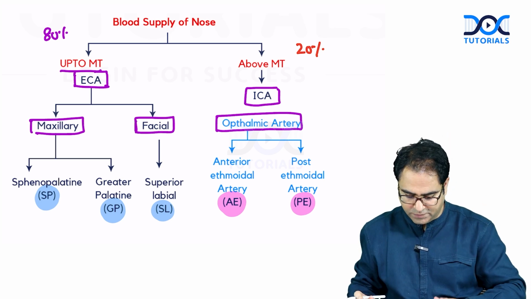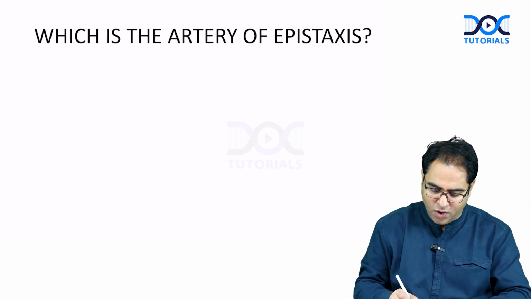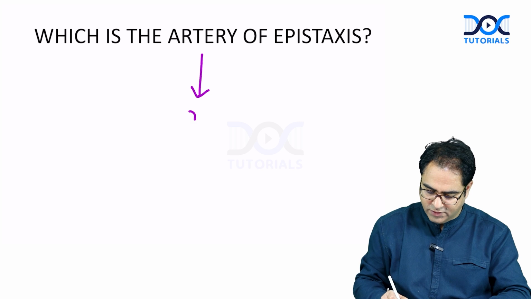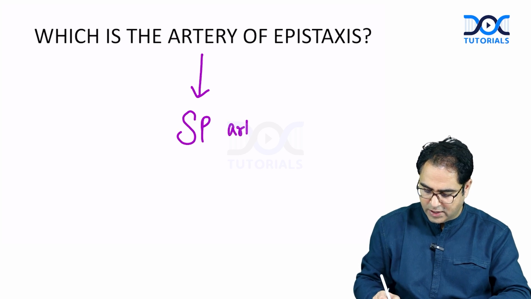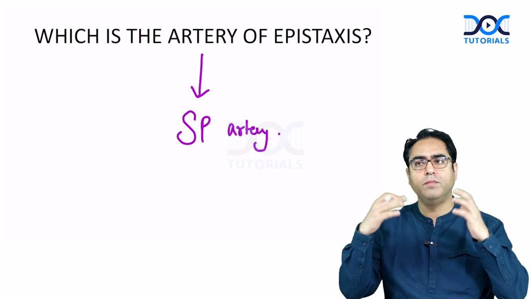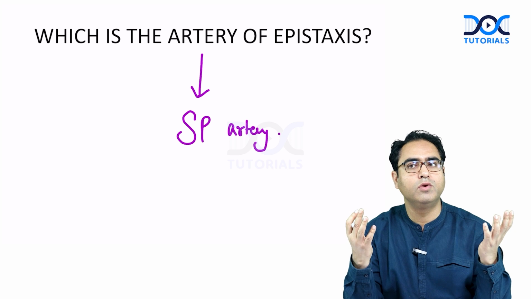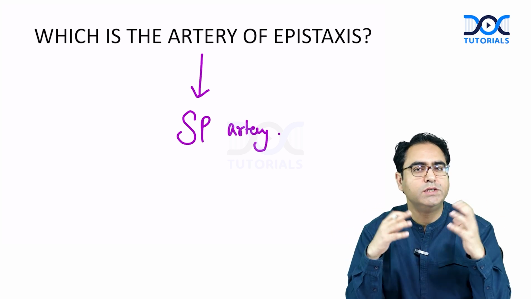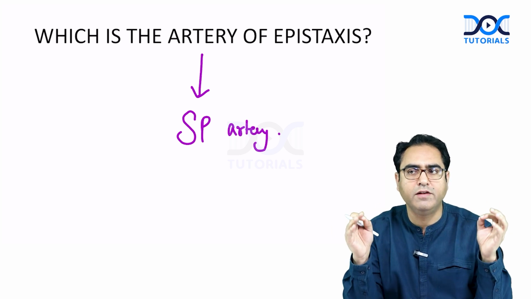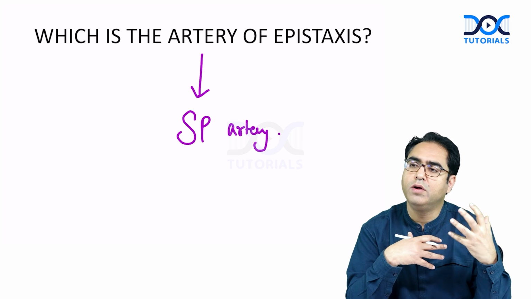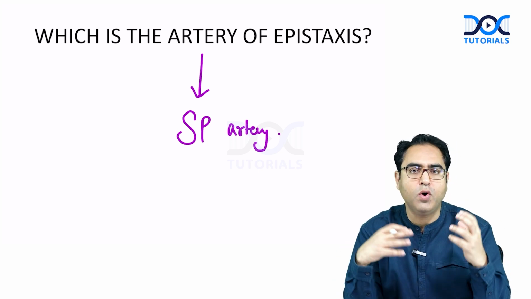Now, one question. Which artery is called artery of epistaxis? Answer is sphenopalatine artery. In majority of problems, when the bleeding is not able to be controlled by usual maneuvers, generally one of the branches of sphenopalatine artery is the bleeding. So, the artery of epistaxis is sphenopalatine artery.